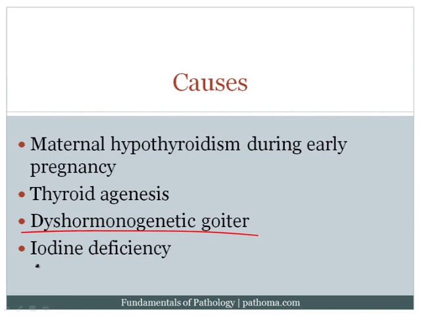High yield for board exams, the most common enzyme that's deficient is going to be thyroid peroxidase. And remember that peroxidase is important for oxidation, organification, and coupling. And so, of course, you wouldn't be able to produce thyroid hormone, which would then again result in cretinism in the neonate. And finally, iodine deficiency. If the infant doesn't have access to iodine, that could also result in cretinism.